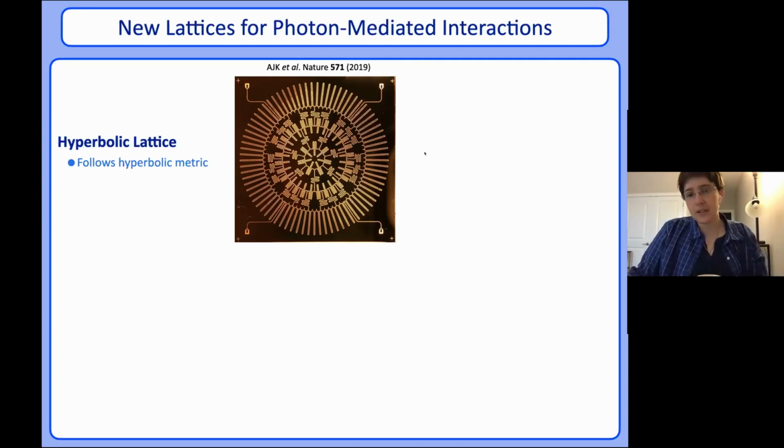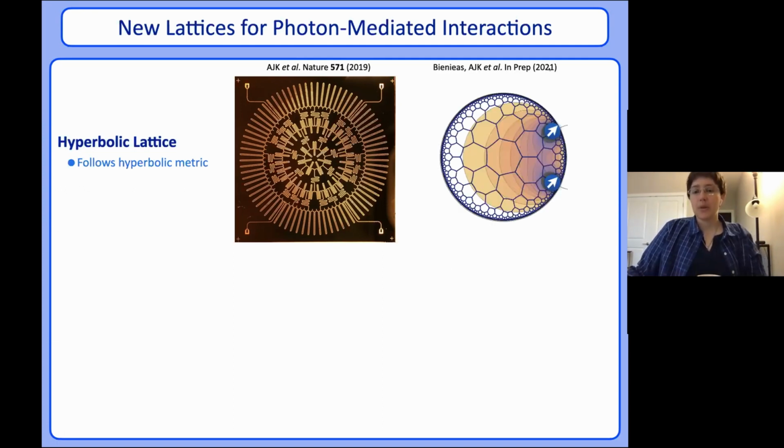So if you put qubits into this hyperbolic lattice, we were able to show in a preprint that should be appearing hopefully any day now, that the photon mediated spin-spin interactions inherit the hyperbolic structure of the lattice that they're in. And so you get a hyperbolically connected photon mediated spin model.